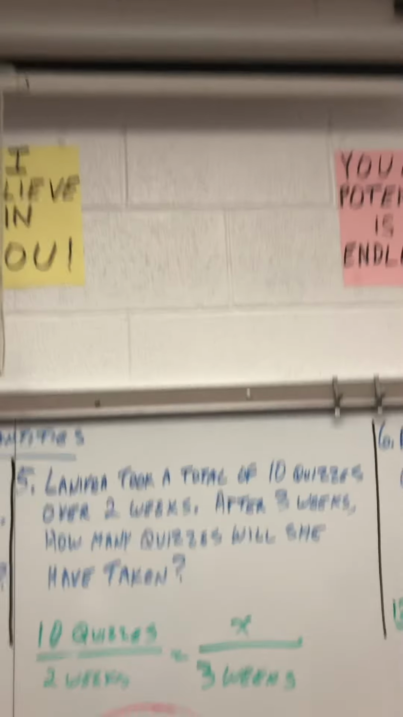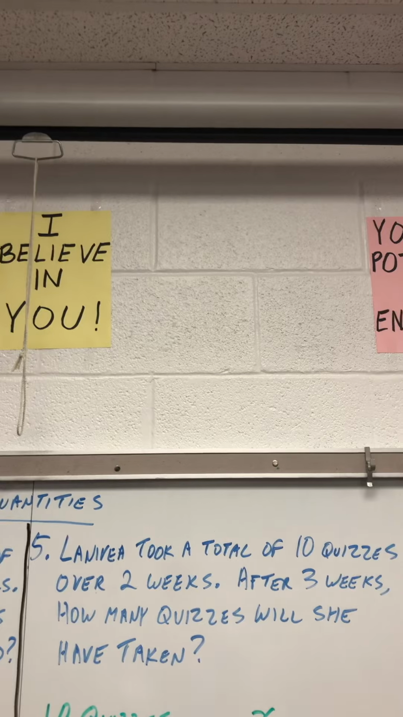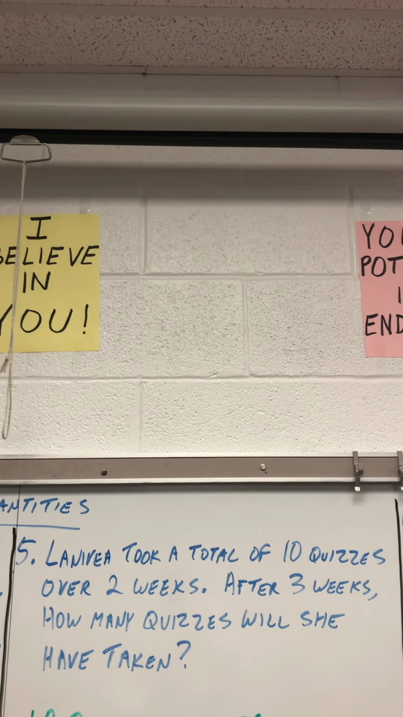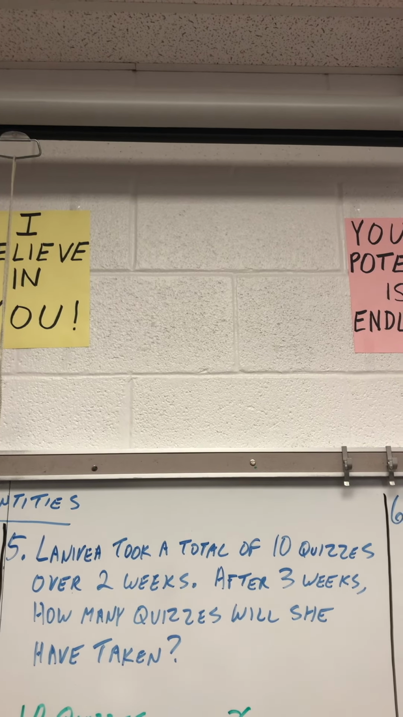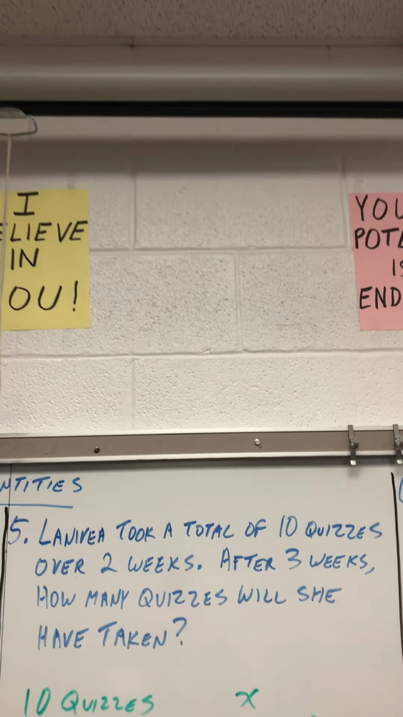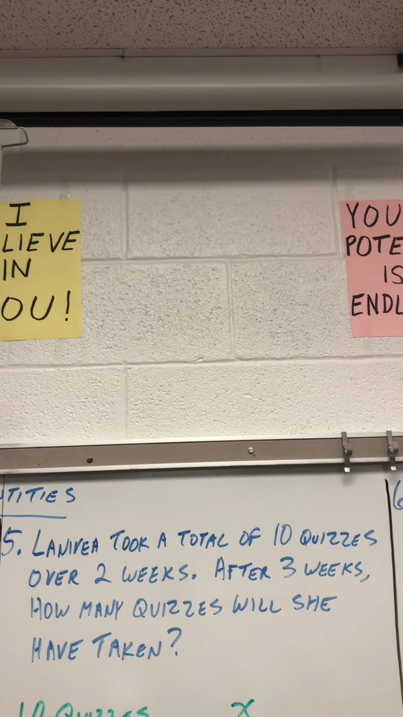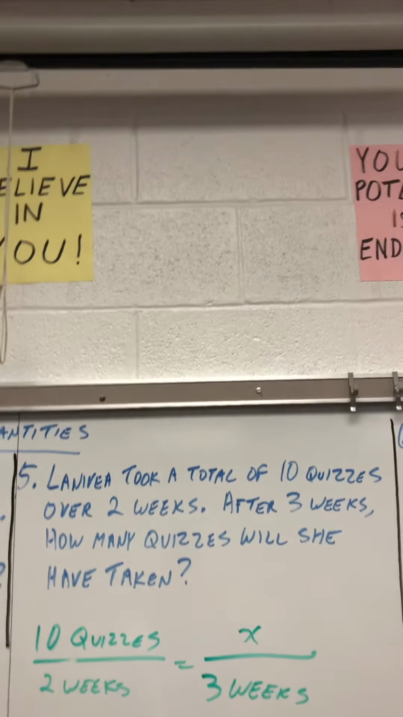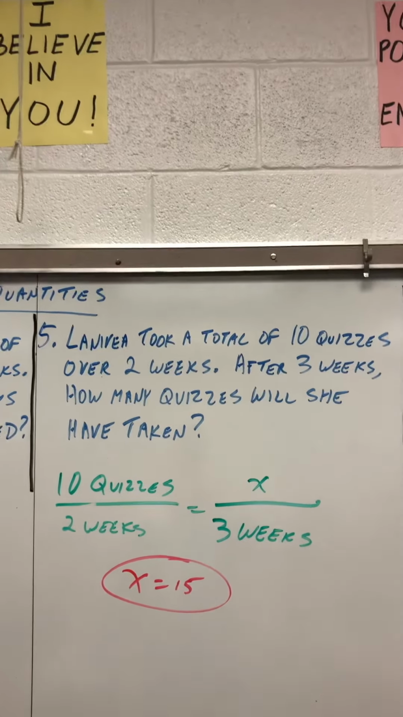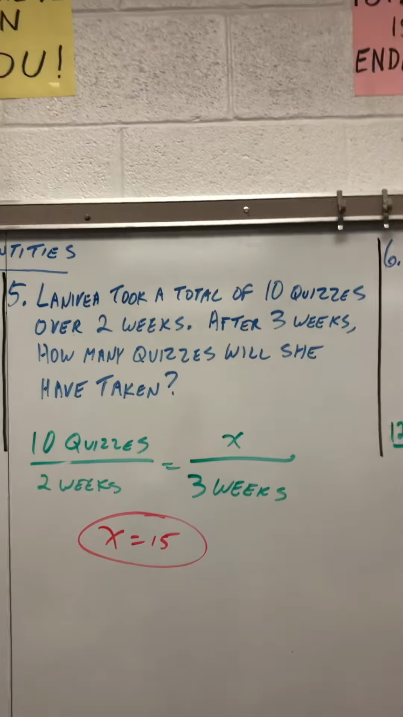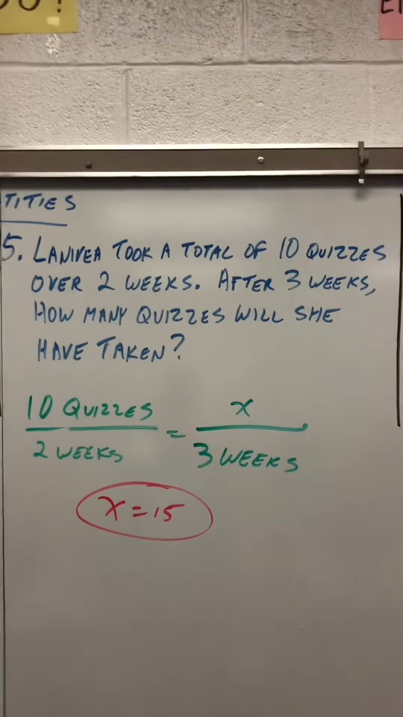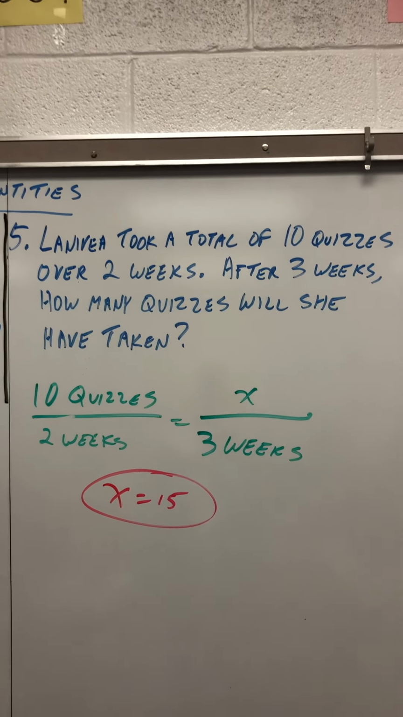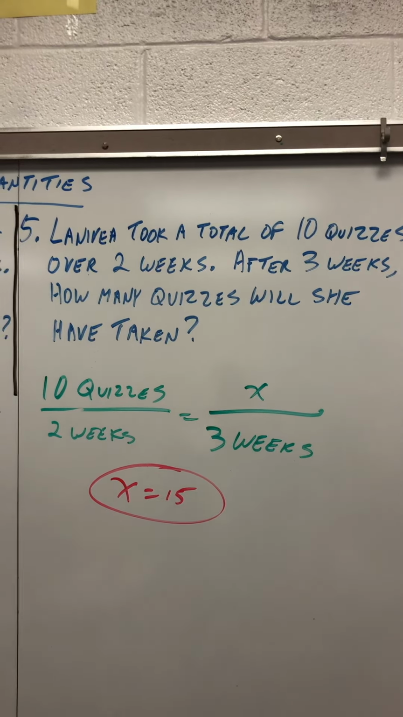Olivia took a total of 10 quizzes over 2 weeks. Isn't that 5 per week? After 3 weeks, how many quizzes will she have taken? This time you got to do 10 divided by 2 is 5. So 5 times 3 is going to be 15 quizzes. Okay. Or 10 over 2 equals x over 3, and you do 10 times 3 divided by 2. That also gives you 15.